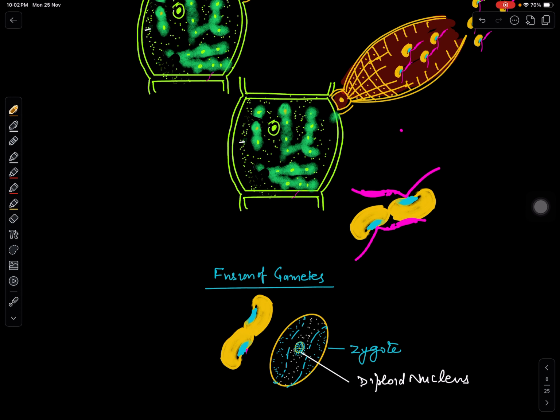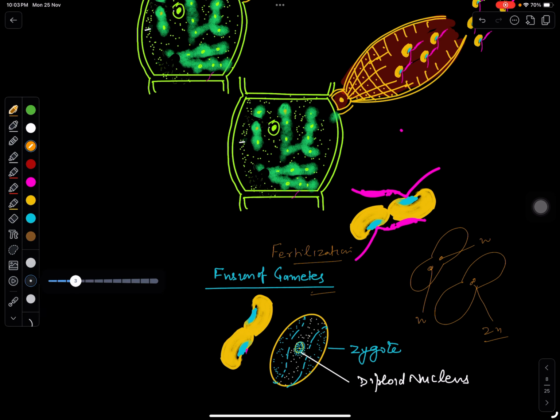So I will make it with the help of a diagram. Like this, one nucleus, this second nucleus, and next we will see that these two nuclei have fused, right? So this was haploid, this was also haploid. When they have fused, this will become diploid. So ultimately fusion of gametes has taken place and this is called fertilization. Fusion of gametes is called fertilization. And after fertilization we will see that we have a diploid structure with a diploid nucleus.